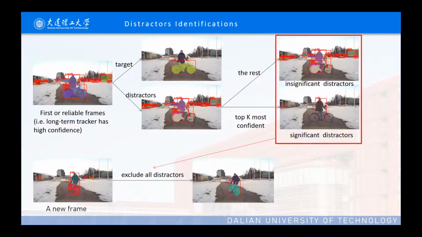We initialize K item trackers to track the K significant distractors respectively, and mark the location of the insignificant ones as distracting locations. And in each subsequent frame, we filter out the tracked significant distractors and all distracting locations from the detection results. It also should be noted that the distracting locations are updated in each reliable frame where the long-term tracker has higher confidence.